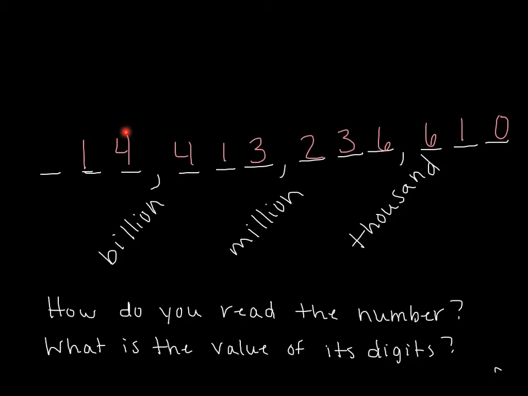Right, it's worth 4 billion because it's in the billions place. How much is the 3 worth? The 3 is in the millions place, so it's worth 3 million. How much is the 3 here worth? This 3 is in the, not the thousand, but the 10,000, so it's worth 3 10,000s or 30,000s.